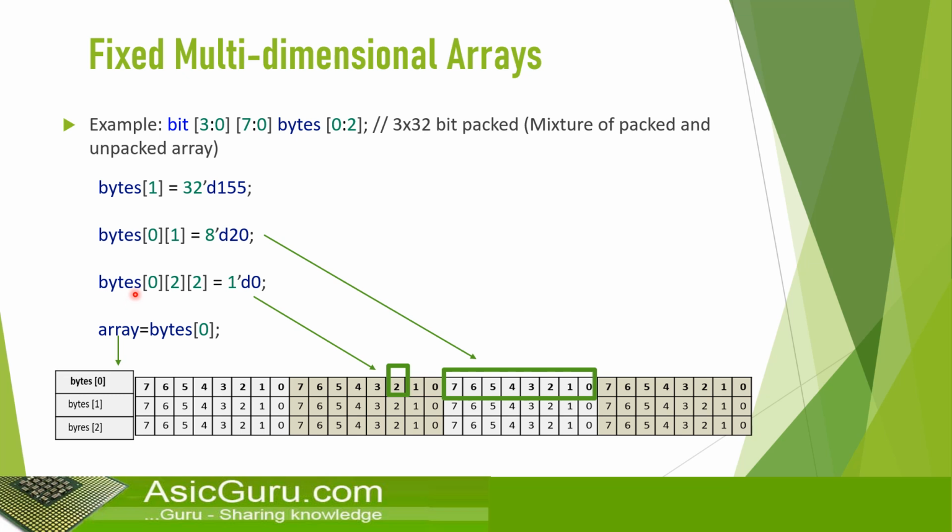When we say byte 0, 2, 2, it means we are accessing the third bit of the third vector from the first row. 0 means first row, 2 means the third vector, and this 2 means the third bit. This is the first bit, this is the second bit, and this is the third bit. So you can see how indexing works at each level, and this kind of layout is very common in packet handling, FIFO design, and memory modeling.